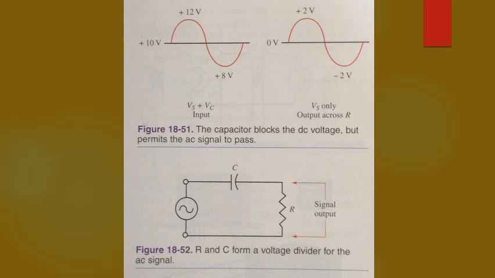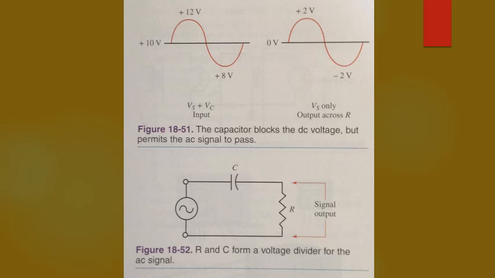Look at figure 18-51. The input signal varies around a DC level of 10 volts, but the output signal varies around the 0 volt level. The DC component has been removed. A capacitor blocks DC. A capacitor used to block DC is called a blocking capacitor.